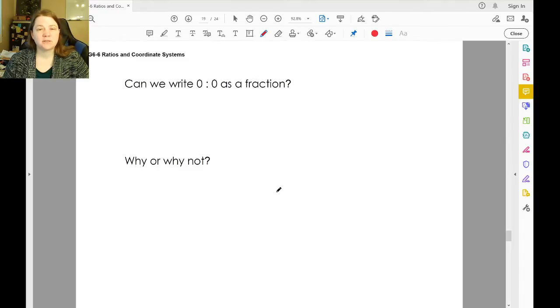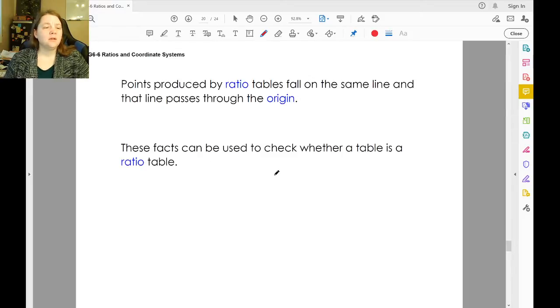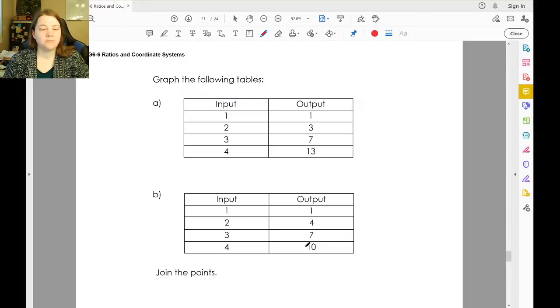Can we write 0, 0 as a fraction? No, because you can't have 0 parts of nothing. Points produced by ratio tables fall on the same line, and that line passes through the origin. These are the facts that can be used to check whether a table is a ratio table.